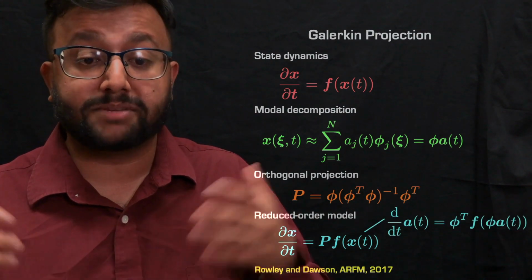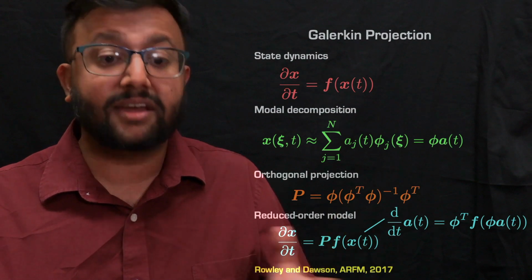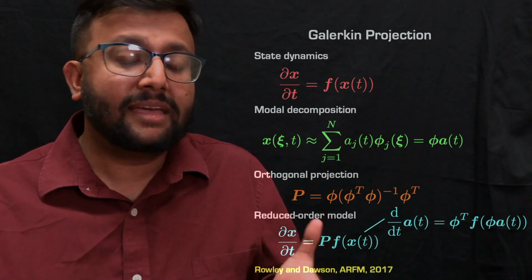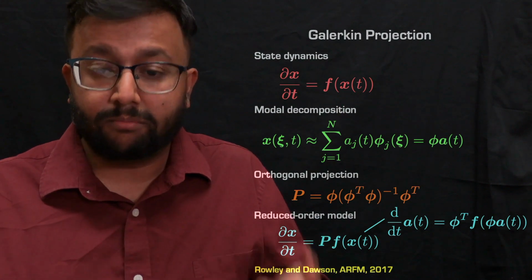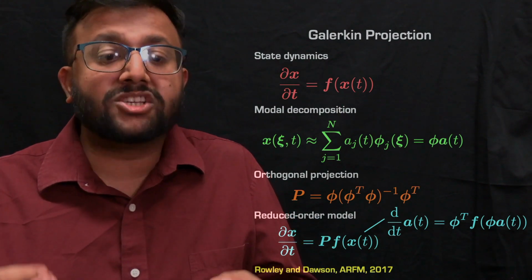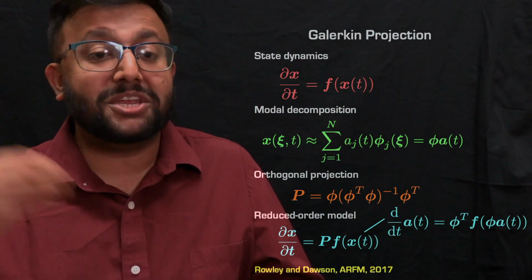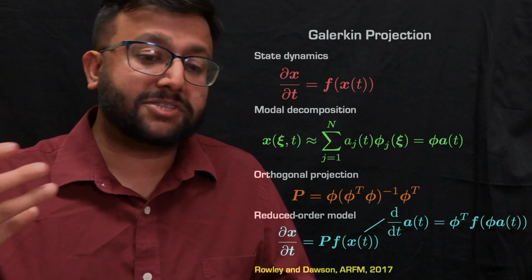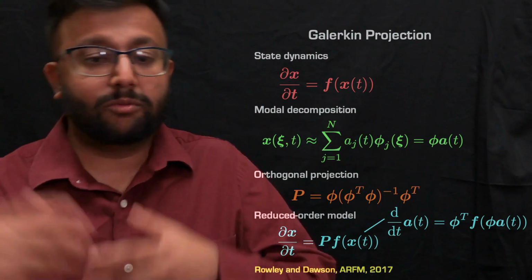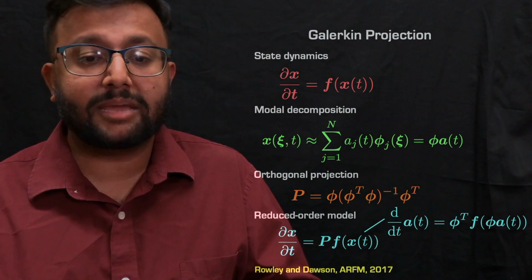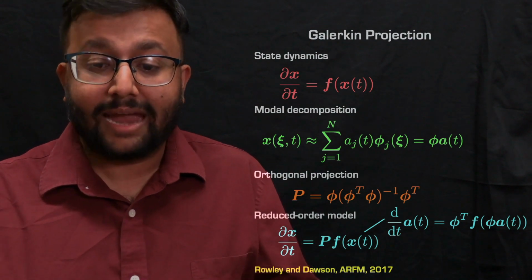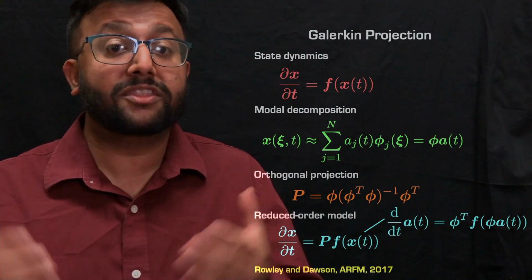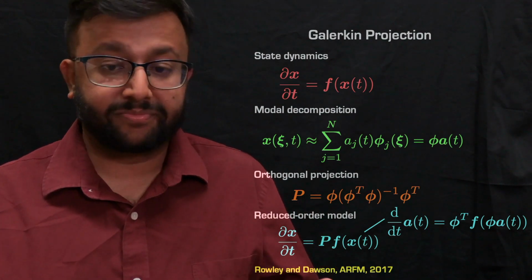So what happens is, if you substitute this modal decomposition in this projected model, what you end up getting is a reduced order model. The reason we get this reduced order model is that we know POD modes are orthogonal, right? So on substitution, because these modes have this nice orthogonality property, you now get an ODE model governing the time evolution of the temporal coefficients A, right?